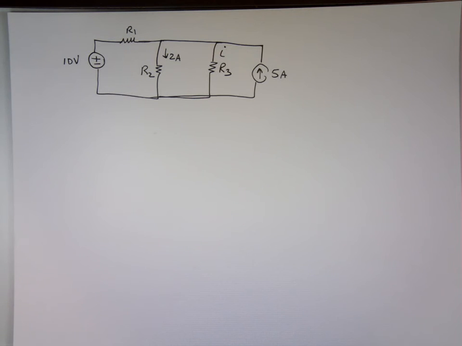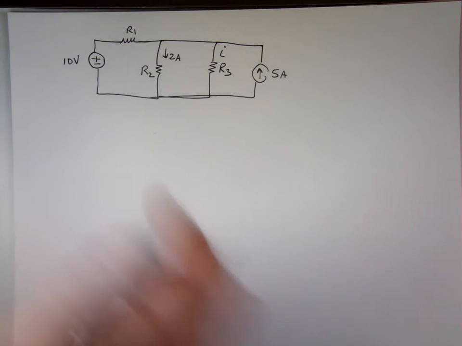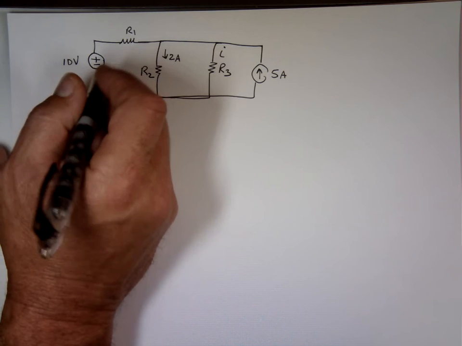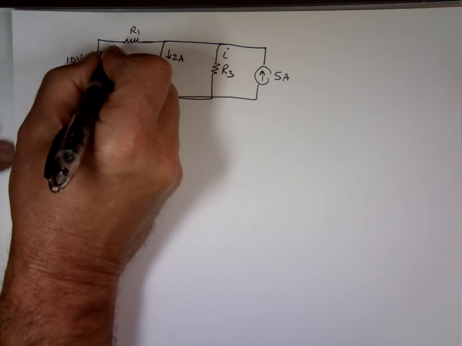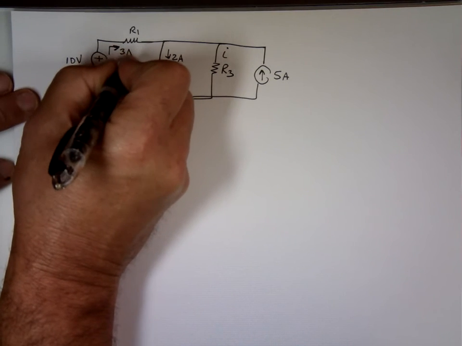Do those resistors have a specific value, or you just... Well, I'm just leaving them blank intentionally. The only thing I'm going to do is assume the current coming out of this is 3 amps, just given that circuit.